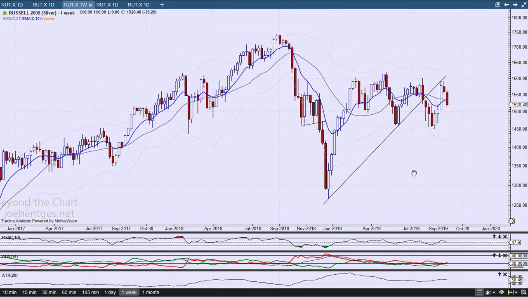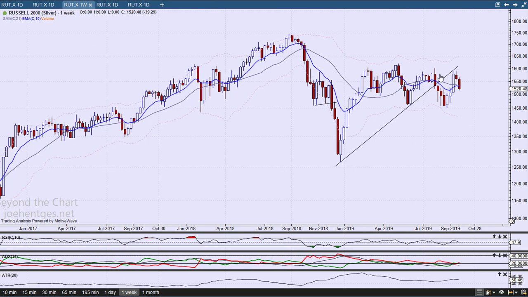Let's take a look at the weekly chart. Here on the weekly view, you can see how this pulled back to this trend line that was broken back here in early August. And now we closed down 39.29 for the week. You can see that up here.